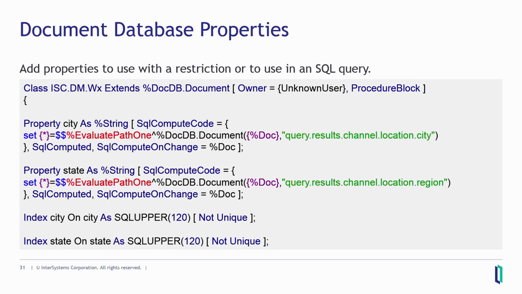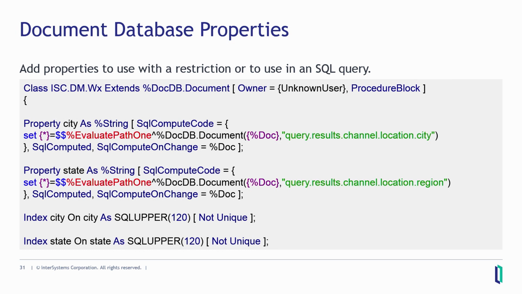So this is what it looks like after you've created your document database. We've got isc.dm as our package, always have that when we create the document database. Our class name is wx. This is the one I'm going to show in a demo, just quickly doing some URLs. And here are the properties I was talking about, that interesting information we want to index.